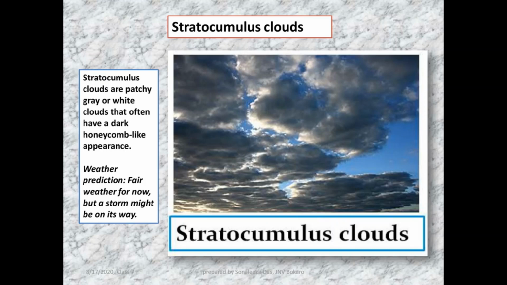These clouds which appear in patchy gray or white and appear as honeycomb-like are known as stratocumulus clouds. They indicate fair weather for now, but a change in the weather might happen after some time, or a storm might be on its way.